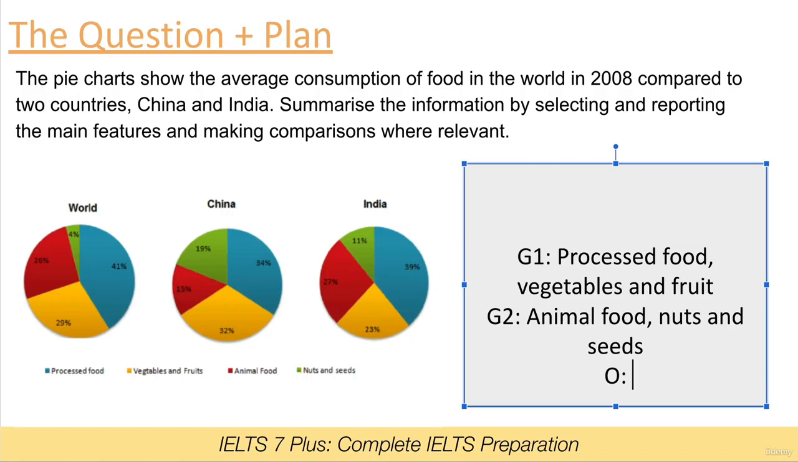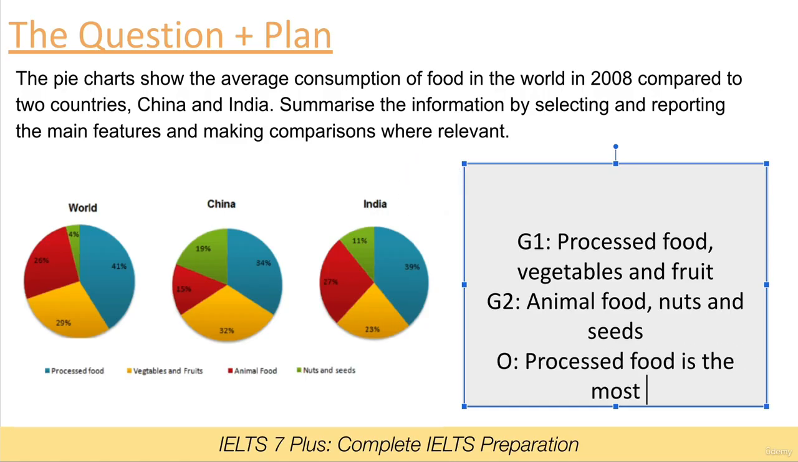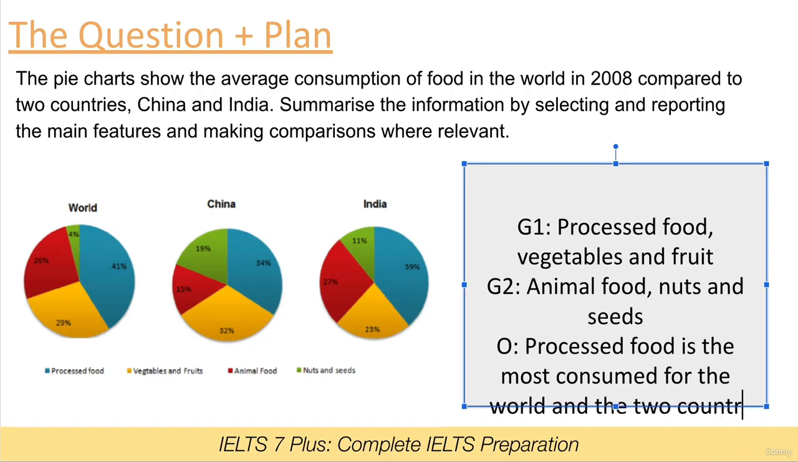So our overview then we want to think about. Now, for our overview, we want to make a sweeping statement, one that's obviously based off the data, but it's not going to include any data. So you just want a general sort of theme. For example, processed food is the most consumed for the world and the 2 countries.